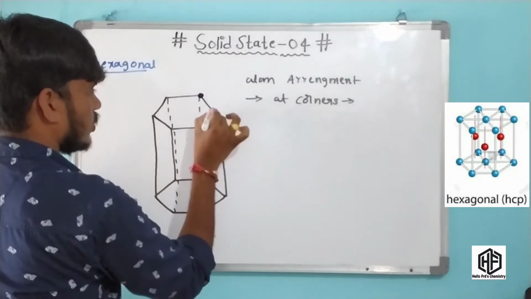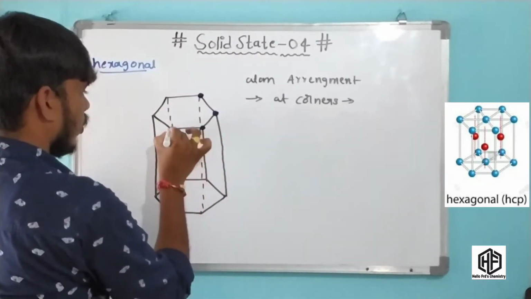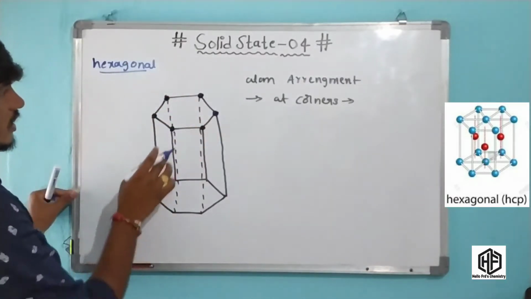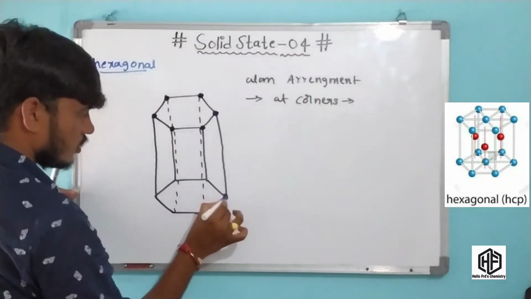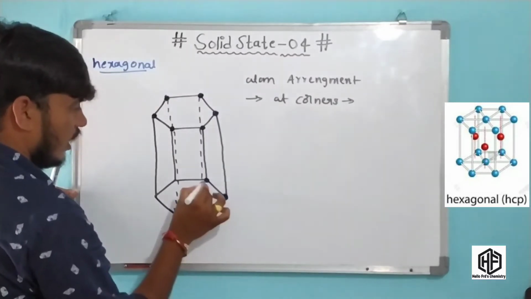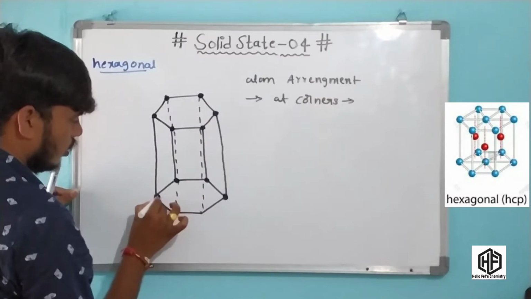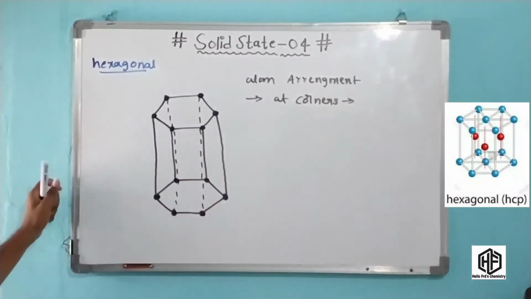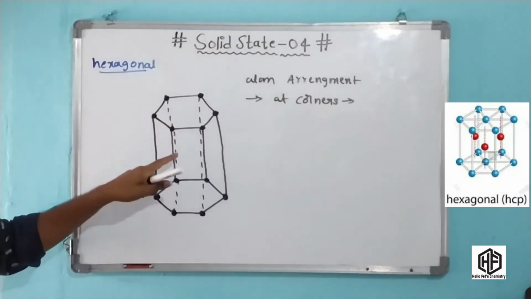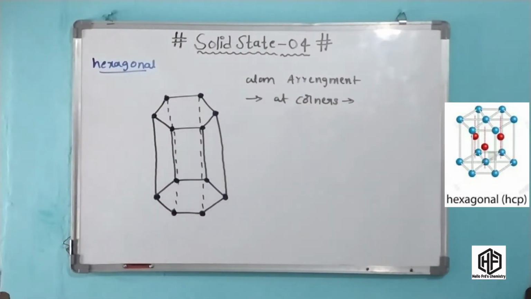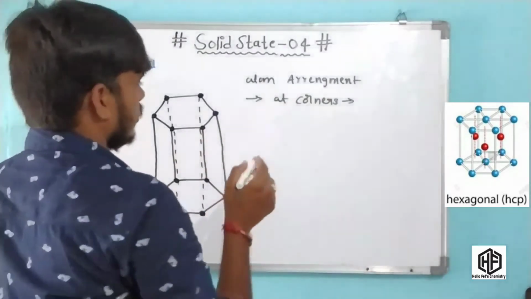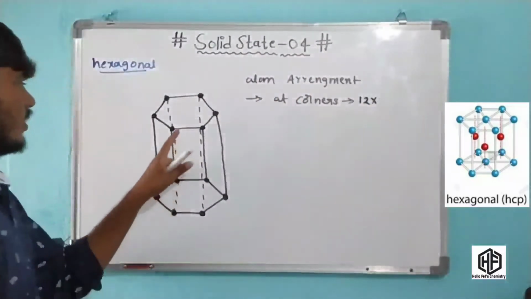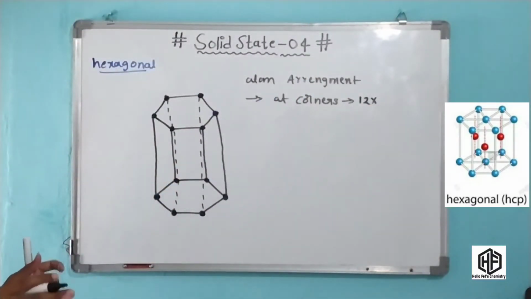This is another corner. It's 1, 2, 3, 4, 5, 6. These are the 6 corners, 6 atoms are arranged, and this is another corner. This is 7, 8, 9, 10, 11, 12. Okay friends, 12 atoms are arranged at the corners in the hexagonal unit cell. And what is the contribution of these atoms?